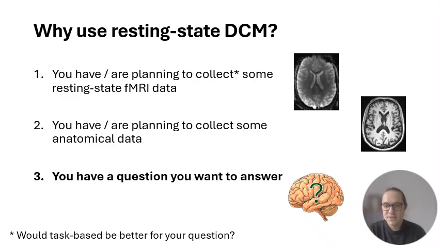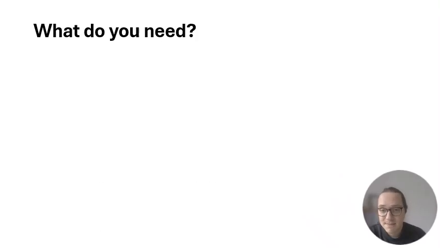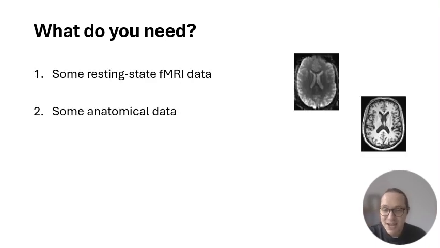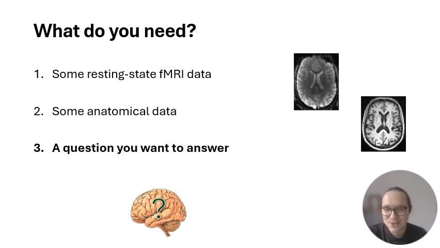And yeah, that moves us on to what we need to run a DCM. So what do you need? This is going to look familiar. You need some resting state fMRI data. You need some anatomical data. And this anatomical data is going to be used, like with all kind of fMRI analyses, alongside your functional data to co-register between the functional and the anatomical data, to bring everyone into the same anatomical space and to help with definition of regions of interest and things like that. So that's that. And then finally, you need a question that you want to answer.